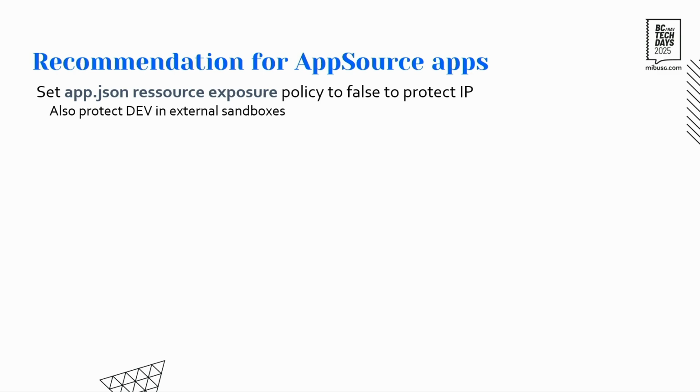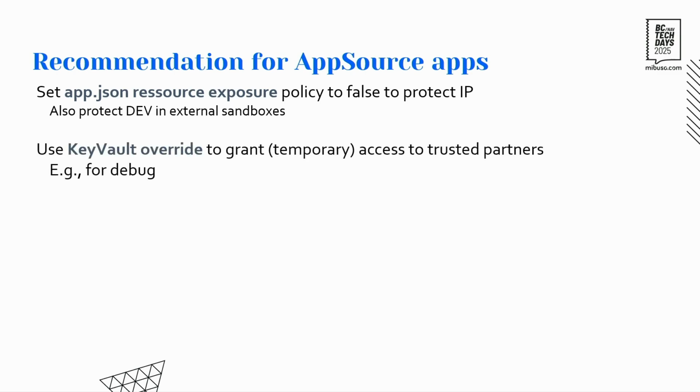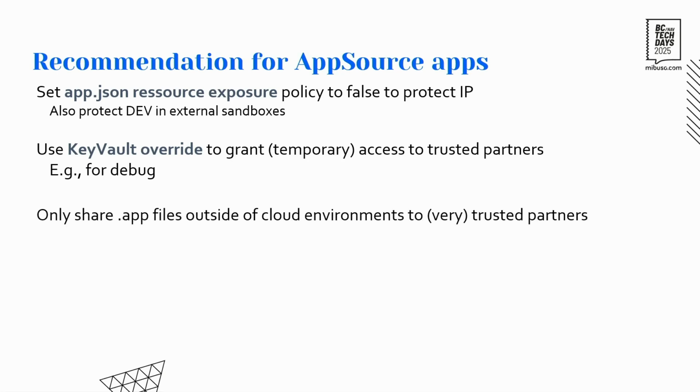Just to summarize, the recommendation for AppSource apps is that you lock it down. I know that can create problems with partners not being able to debug, so it is a balance. But for those that you know, you could grant them access temporarily or forever, basically, and you use the key vault to override that. And then only share app files externally with someone you trust.